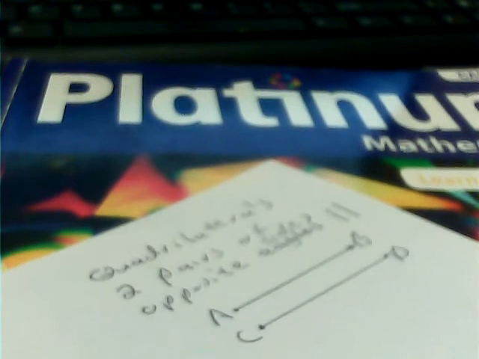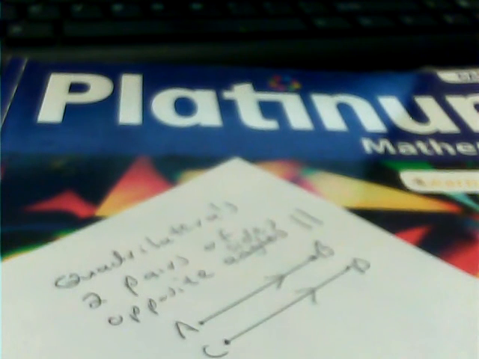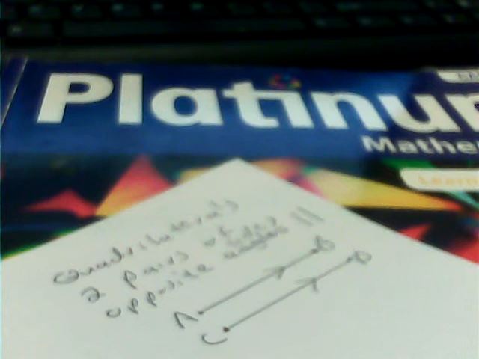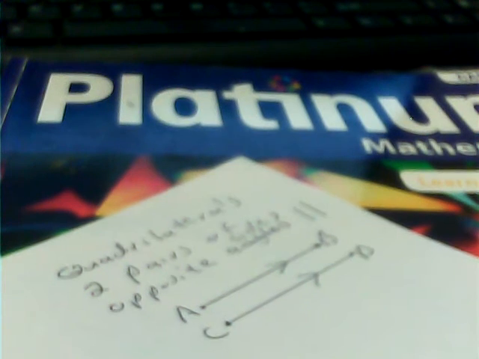Let's revise what it means for lines to be parallel. If line AB is parallel to line CD, we use the arrows to indicate that they are parallel, and it means that when we connect point A and point C with a straight line, and we connect point B and point D with a straight line, then the length of both these straight lines will be the same.